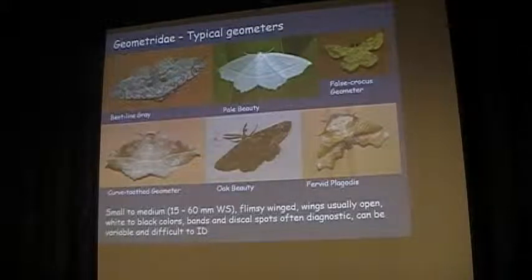Wings are usually open, in various colors from white to black. Bands and discal spots are often diagnostic, like the line here on this pale beauty, or on this curved-tooth geometer that does this little funky swoop down and then has a point and then comes back across here. They can be variable and difficult to ID. The oak beauties have several different forms. For example, they can go from pale gray to this dark brown. But you ignore the base color and look at the pattern of the markings.